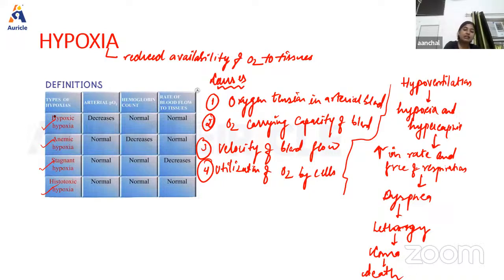As we can see in this slide, in hypoxic hypoxia there will be a decrease in arterial PO2, the hemoglobin will be normal, and rate of blood flow to tissue is normal. Then in anemic, the arterial PO2 is normal, hemoglobin will be low, and rate of blood flow is normal. Then in stagnant, arterial PO2 is normal, hemoglobin content will be normal, but rate of blood flow to tissue will be very less. Then in histotoxic, the arterial PO2, hemoglobin, and rate of blood flow to tissue will remain normal, and histotoxic hypoxia will occur only due to poisoning by some kind of substance.